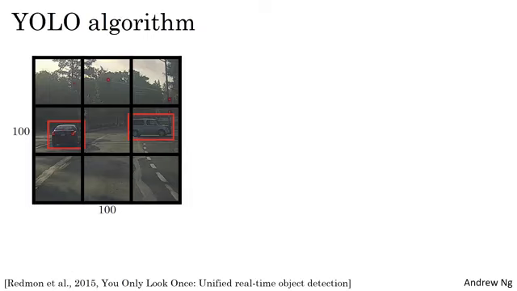And the basic idea is you're going to take the image classification and localization algorithm that you saw in the first video of this week and apply that to each of the 9 grid cells of this image.